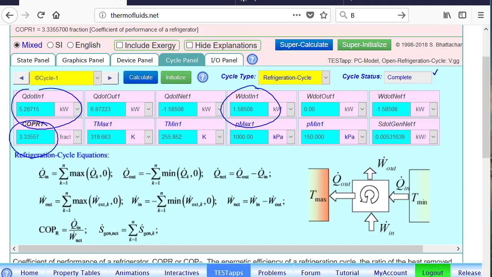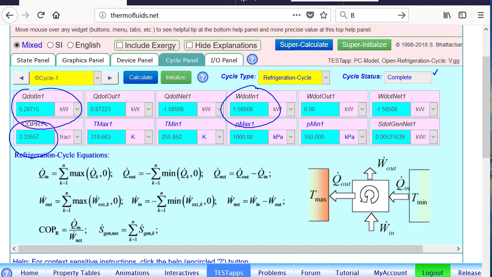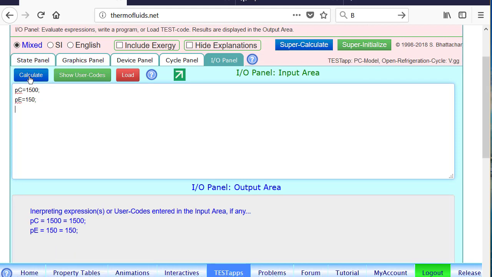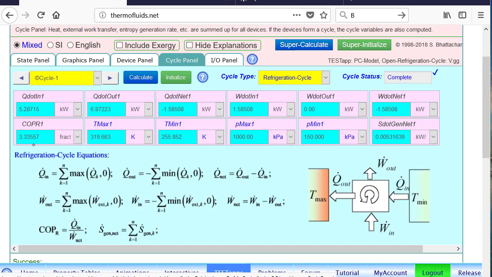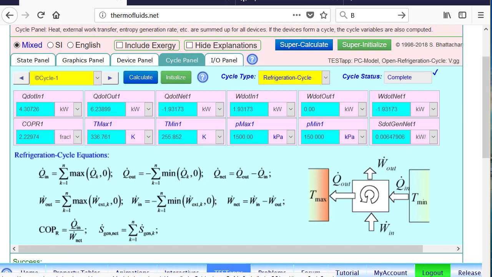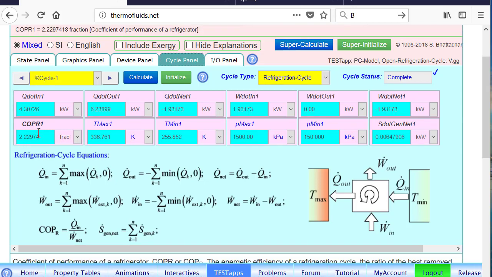Right now the COP is 3.33. What will happen if I raise the condenser pressure? To do so, I'm going to arbitrarily raise the condenser pressure. Let's say instead of 1000, we say it's 1500. Recall that the COP was how much? 3.33. Let's do a super calculate and check. From 3.33 it goes down to 2.22. So as we predicted, the COP has come down.